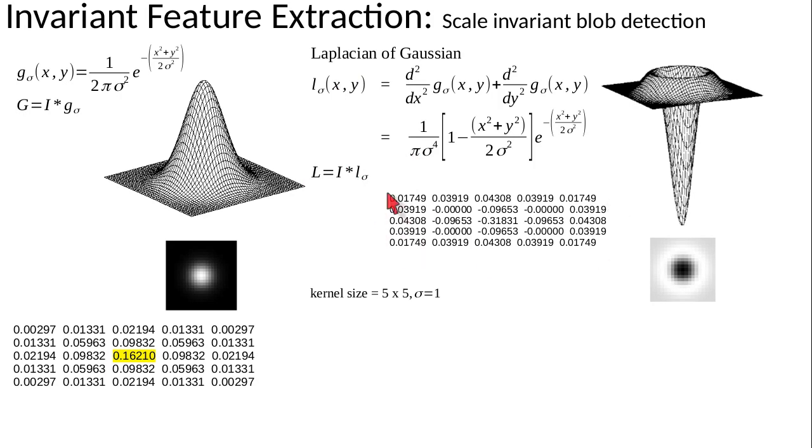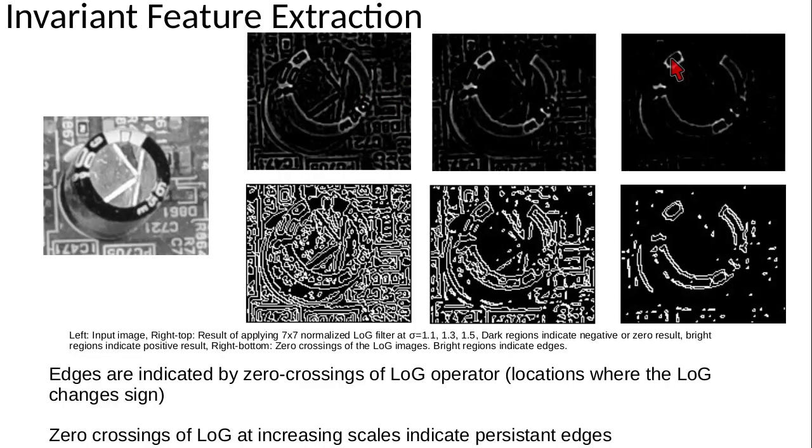These are the kernel values of a Laplacian signal, which is a 5 by 5 kernel at standard deviation equal to 1. And these are the values of a Gaussian kernel, 5 by 5 kernel at standard deviation equal to 1. These are the images obtained after applying the normalized Laplacian of Gaussian on top of this input image. The sigma for these images has been set to 1.1, 1.3 and 1.5. Dark regions in this image indicate negative results, and the brighter regions represent the positive locations where the image has a positive value. And at the bottom you have 0 crossings of the corresponding images. The bright regions in the 0 crossing indicate edges, and the dark regions indicate the background.